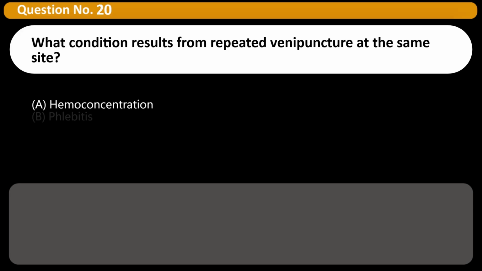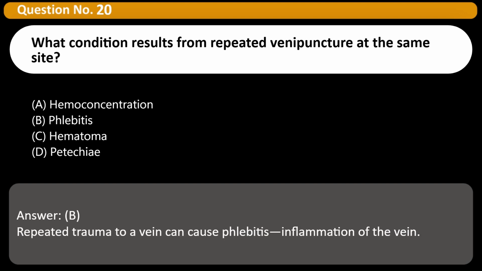What condition results from repeated venipuncture at the same site? A. Hemoconcentration. B. Phlebitis. C. Hematoma. D. Petechiae. Answer: B. Repeated trauma to a vein can cause phlebitis, inflammation of the vein.